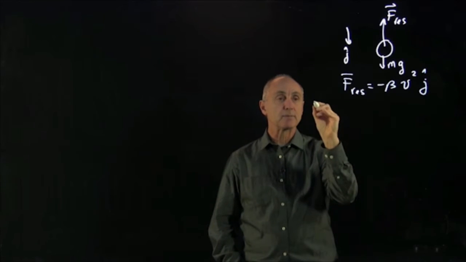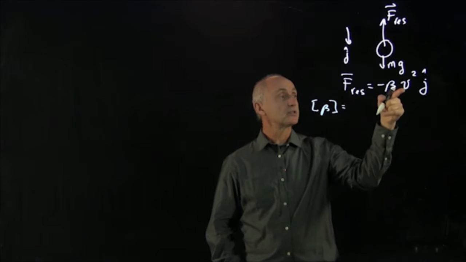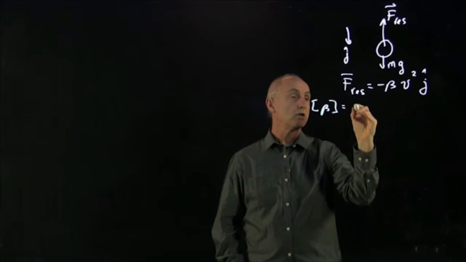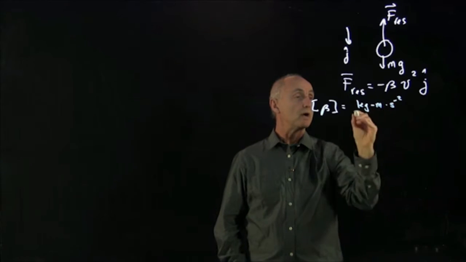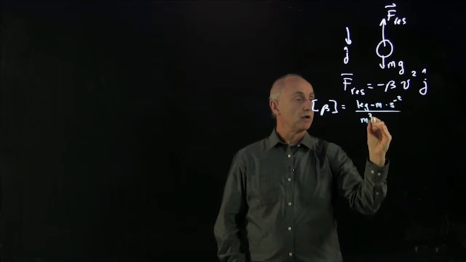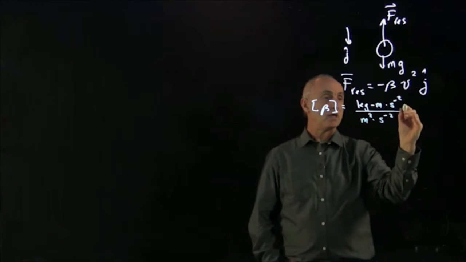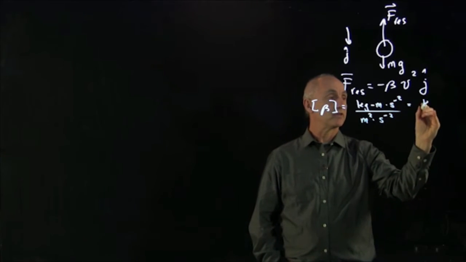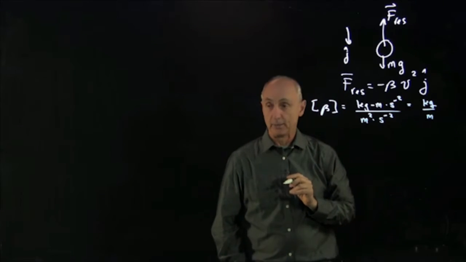But first, again, let's think about the units of our coefficient beta. It has the units of force divided by velocity squared. So we write the units of force, kilogram meters per second squared, and the units of velocity squared, meters squared per second squared. And so we see that we have units of kilogram per meter for our coefficient beta.